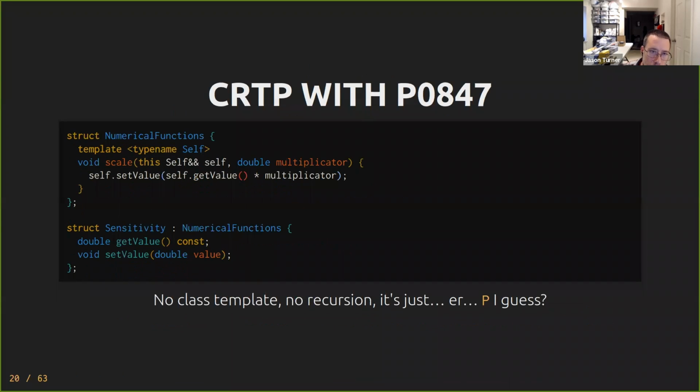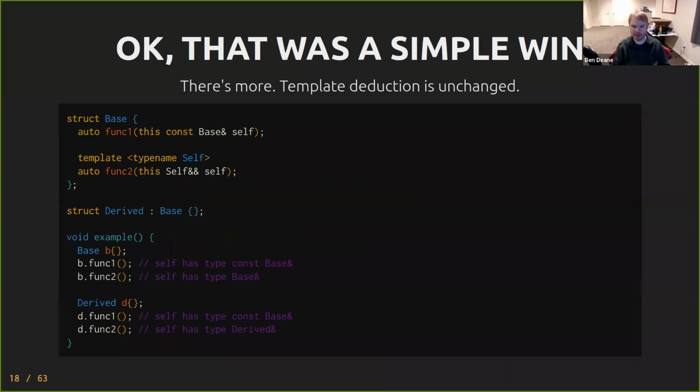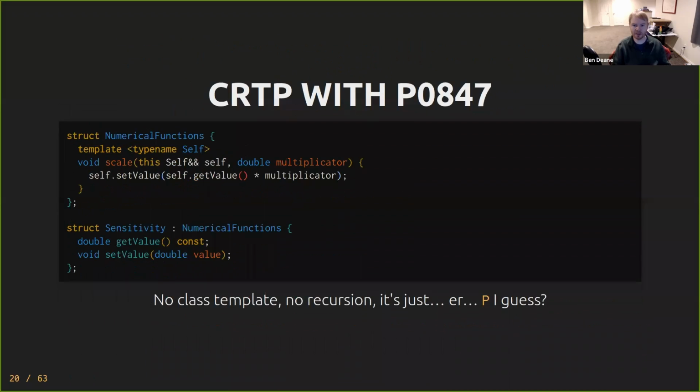Sorry. Yeah. So if I passed a reference to numerical functions to a function and wanted to call scale on there, there's no way that it could know that it's a sensitivity inside that function. Correct. Yeah. No, you're going to get static typing. If you pass around, just the same way that in this slide, d.func1, it's a const base ref in that function, right? You're only going to get what the rules of static typing say.